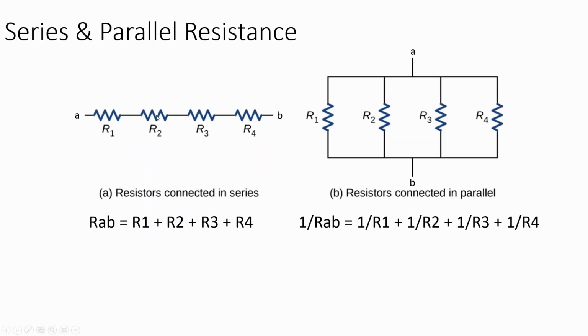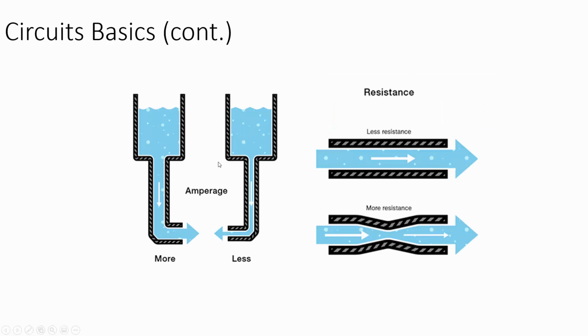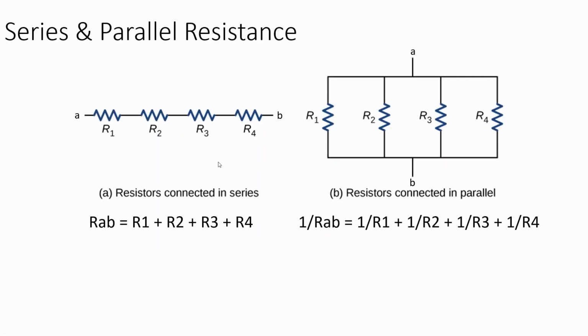So when you have resistors in series, the total resistance is a sum of the parts. If you want to relate it to water, you can think of it as a pipe that gets smaller and smaller. The overall flow through the pipe is going to be determined by the sum of all of your resistances. So the equivalent resistance looking from here to here is just the sum of all of them.